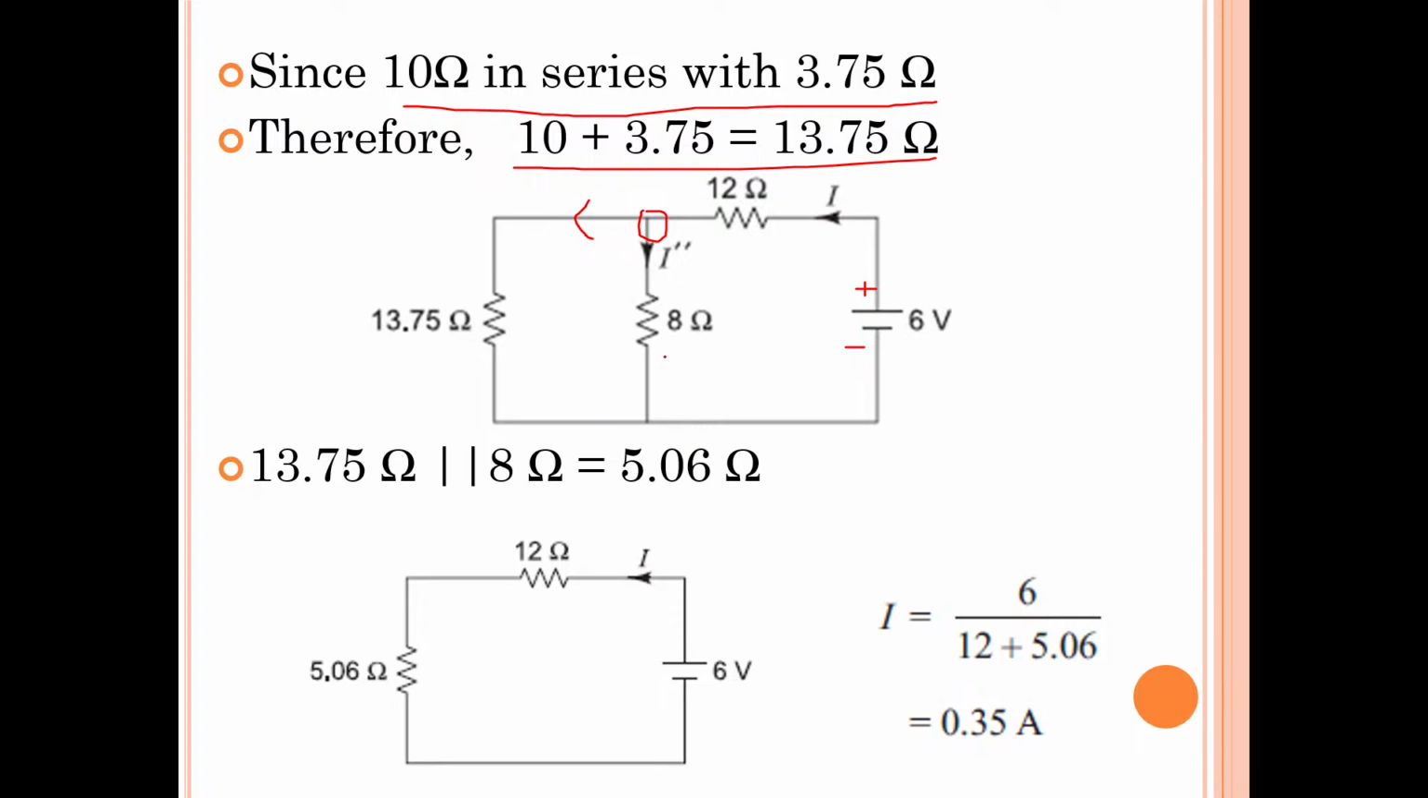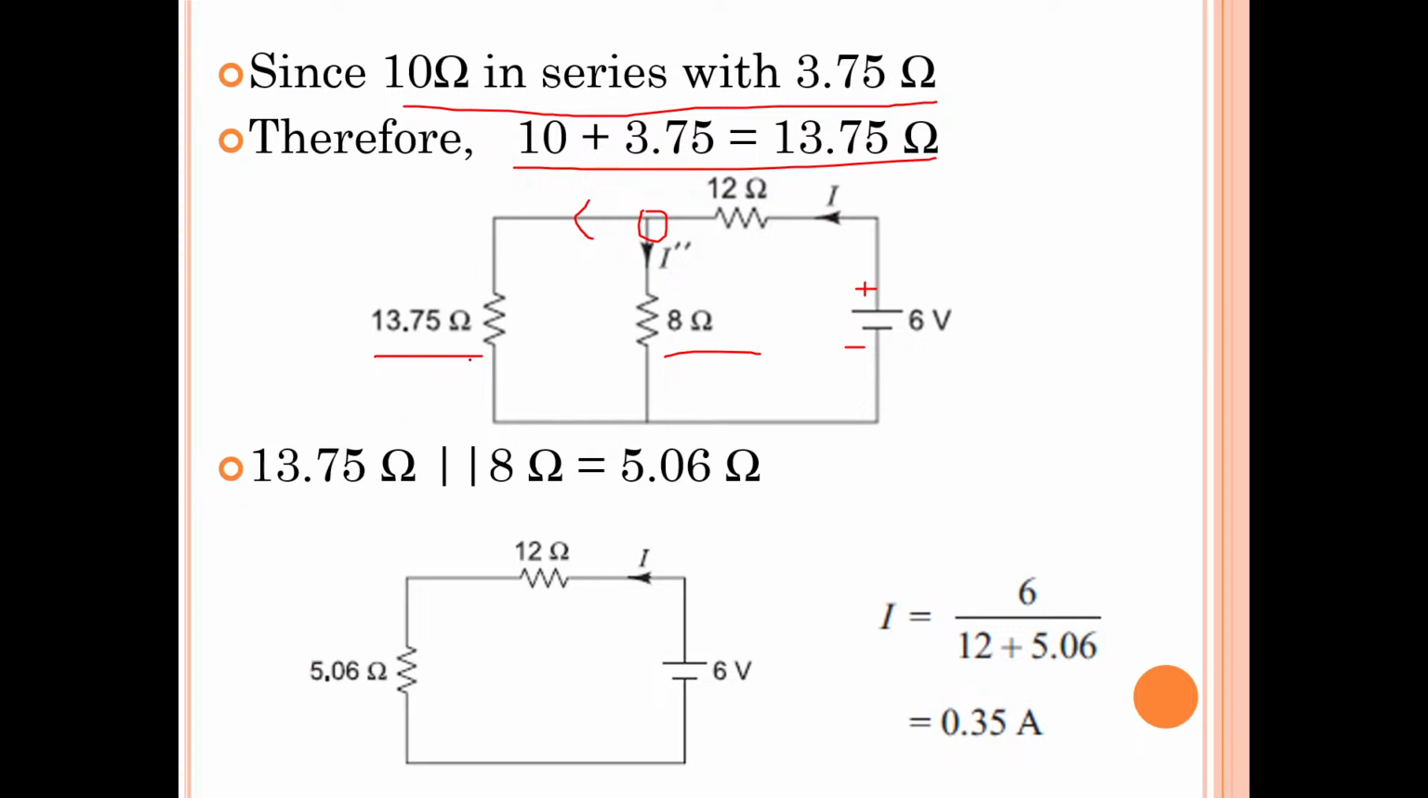So what is the current flowing through the 8 ohms resistor? Current is dividing, which means 8 ohms and 13.75 ohms are connected in parallel. Before determining the current flowing through the 8 ohms resistor, I must know the I value, because I have not yet determined it. So first I will determine the total resistance in the circuit.